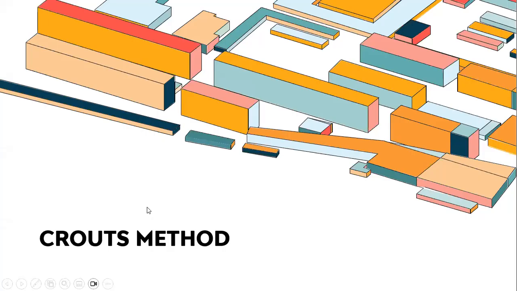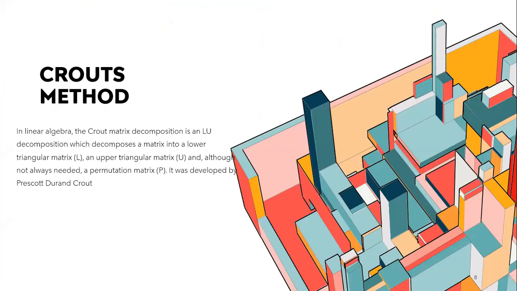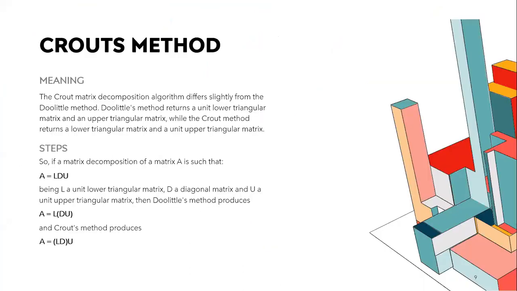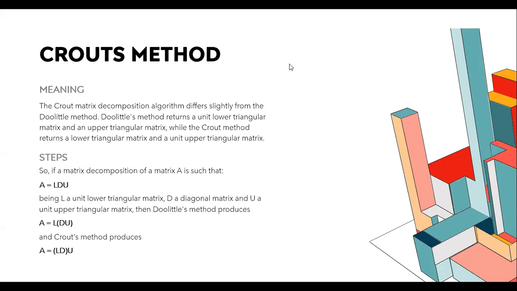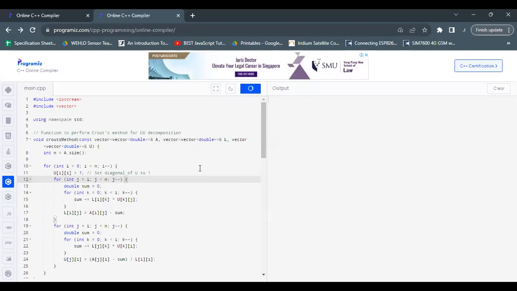For the Crout's method, definition of terms: in linear algebra, the Crout matrix decomposition is an LU decomposition, which decomposes a matrix into a lower triangular matrix and an upper triangular matrix, although not always needed, a permutation matrix. It was developed by Prescott Durand Crout. So these are the steps, and I'll show you how it's done in the compiler.